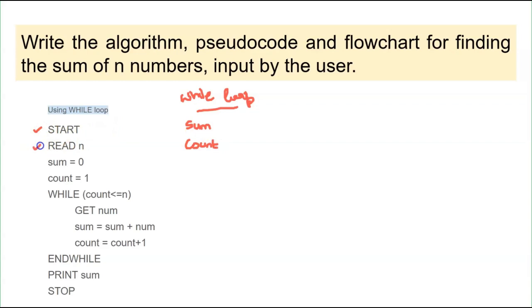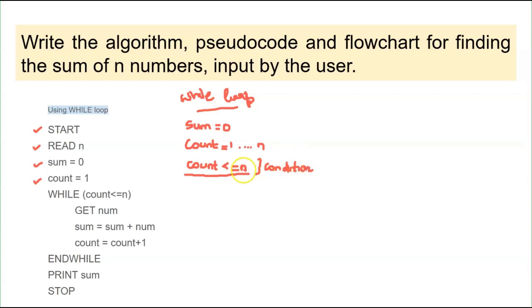Start, read n, sum equal to 0, and we'll put count equal to 1, because we have to start from 1 and go till n. Now, while count is less than or equal to n. So this is the condition. While loop always has a condition. So this is the condition we are going to check.